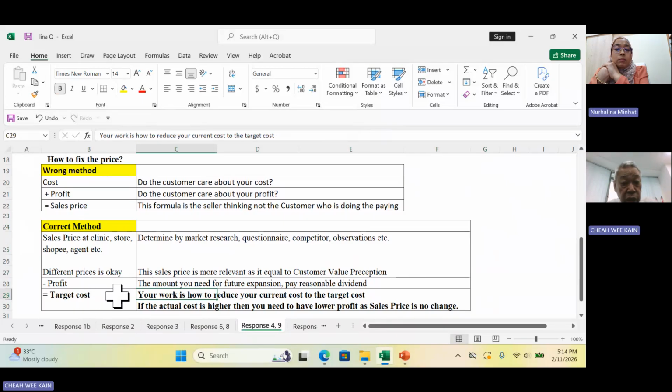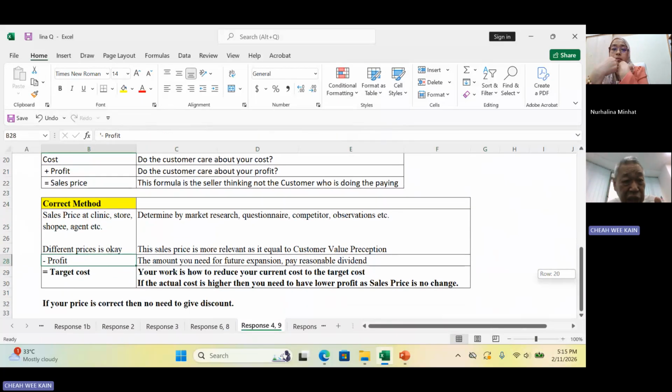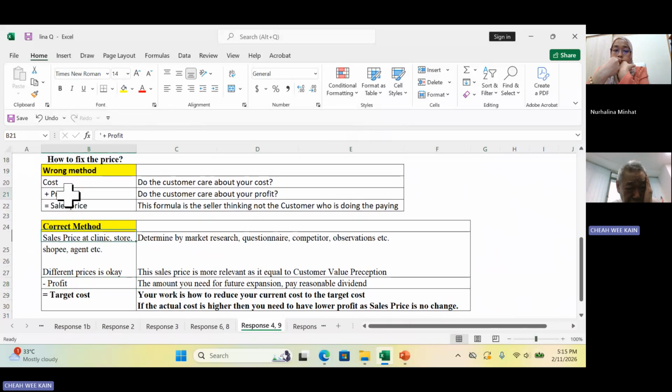So your work is now how to reduce your current cost to the target cost. That's the key. So if the actual cost is higher, and this price cannot change because it's market control, your profit will be lesser. So you should not be thinking, hey, what is the profit? Is it 10 or 20%? That is a very wrong thinking. Because to the customer, they don't care about this two one. They only care about this price one.